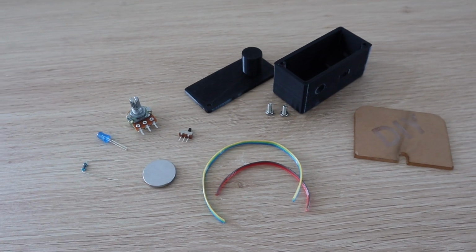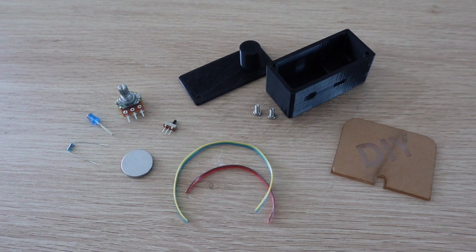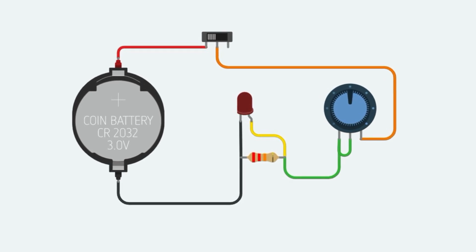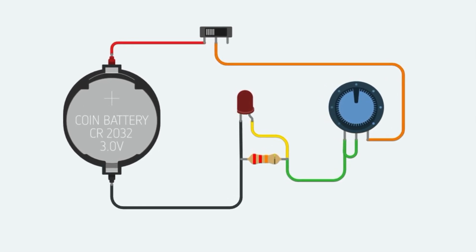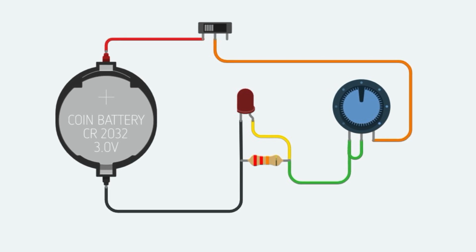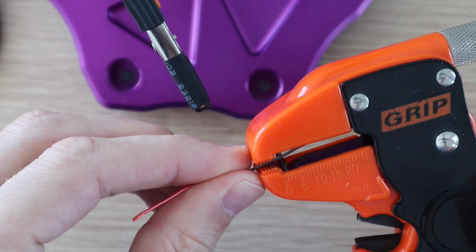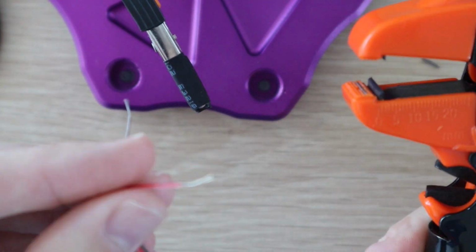Next, we'll assemble the electronic components. It's a simple LED dimmer circuit with a 22K resistor across the LED and a 10K pot to control the brightness. It's connected to a power switch to turn the LED on and off, and the leads then feed into the battery tray in the housing, so you don't need to buy a separate battery holder.